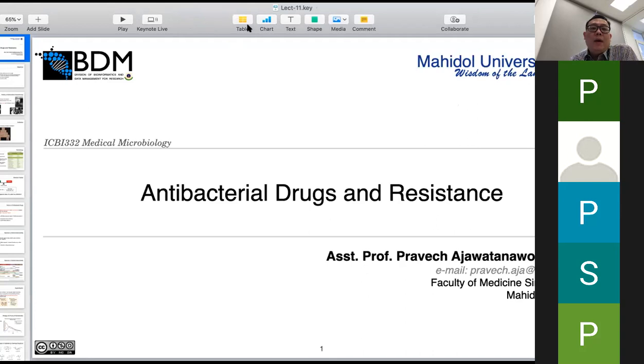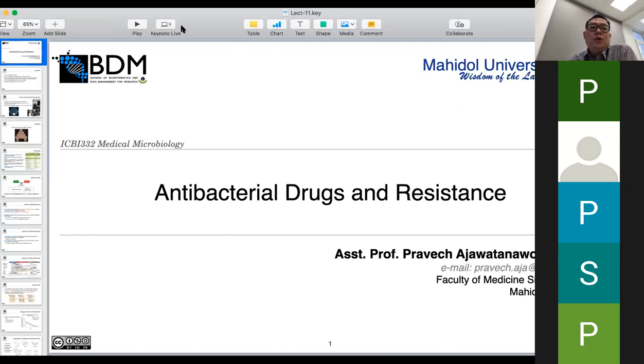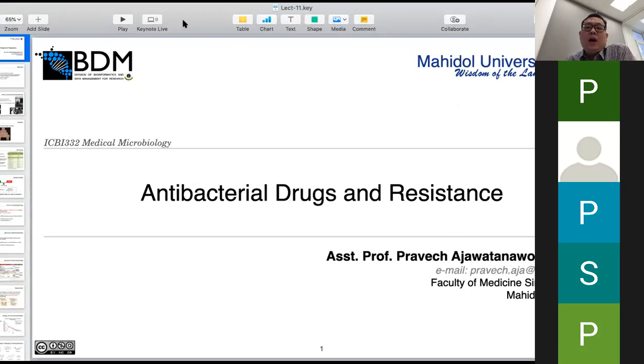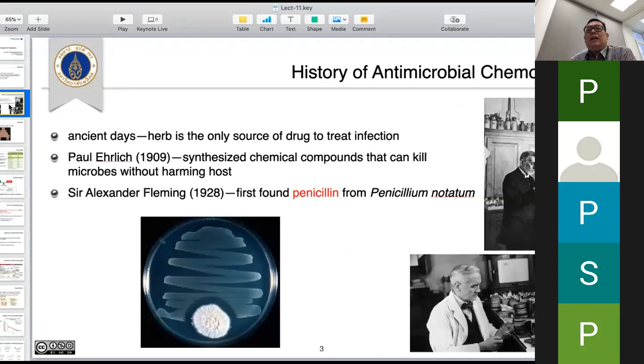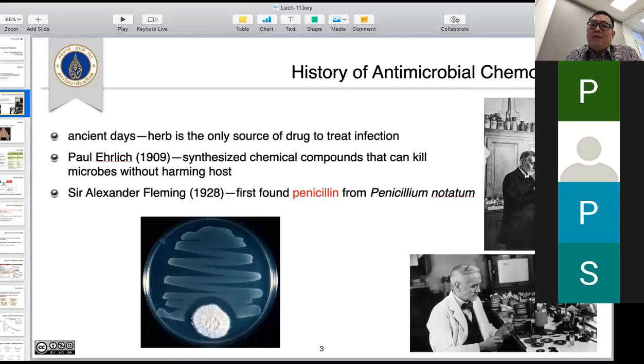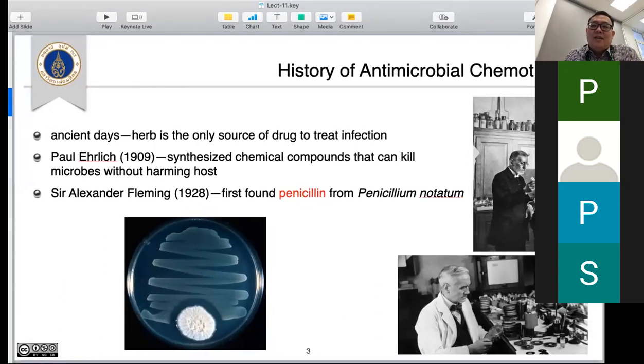I'm not so sure how many of you ever learned pharmacology, but don't worry. We try to teach you just the concept of antibiotics, okay? Let's start from the word chemotherapy. Chemotherapy is the use of chemicals for treatment of infectious disease. All right.